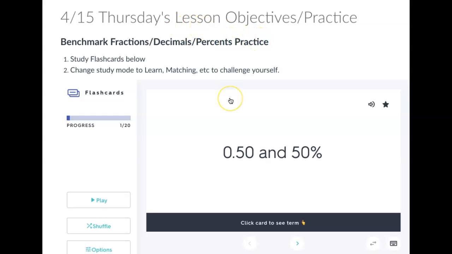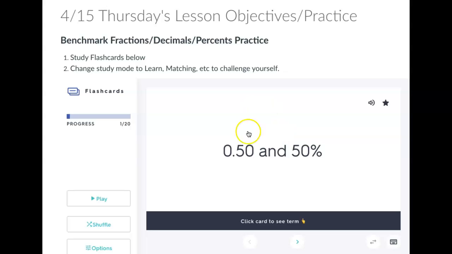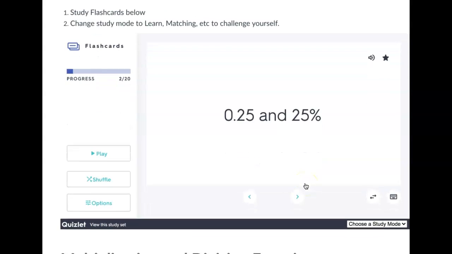Okay, so don't forget you need to be practicing your benchmark fractions, decimals, and percent each day. You can set this up to where you look at the decimals and percents first. And so, what is equivalent to 50 hundredths or 50%? That would be 1/2. And so you can go through and practice your flashcards like that as well.